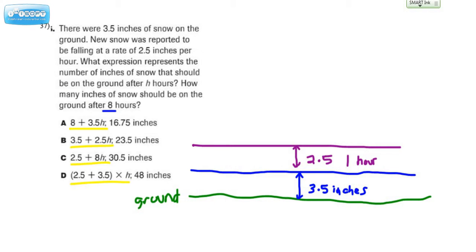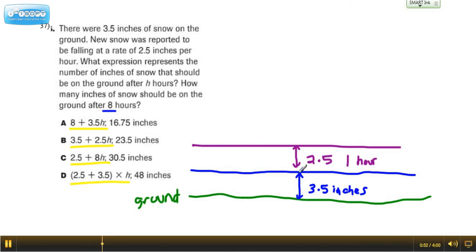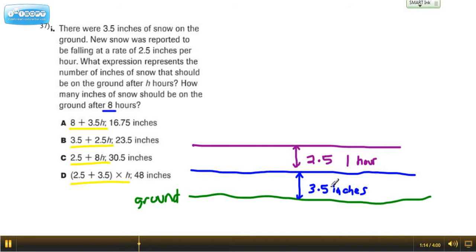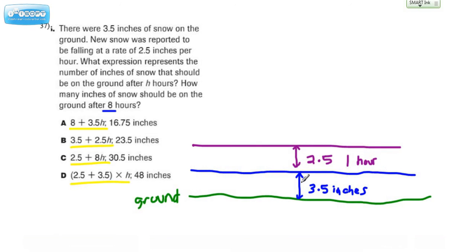Now if this green line represents the ground, and we already have 3 5/10 inches of snow on the ground, then no matter what, that's going to be there. So that's going to have to be added to whatever we do with the number that's true for how many hours it's snowing. Now let's put in a hypothetical. What if it's just snowing for 1 hour? In 1 hour we would have 2 5/10 inches of snow plus the 3 5/10 inches of snow, and we would add these two things together to get the total accumulation.